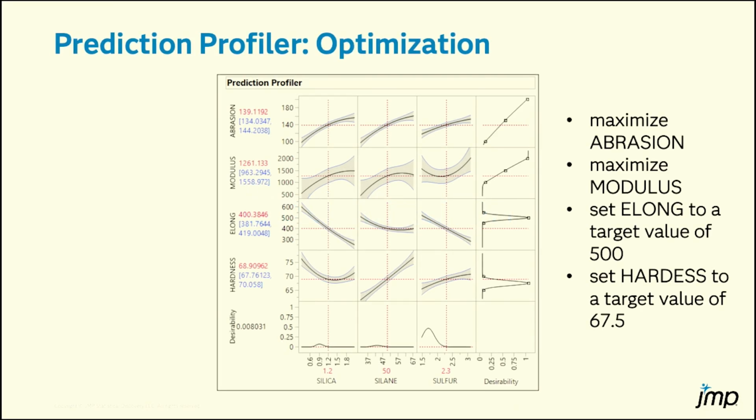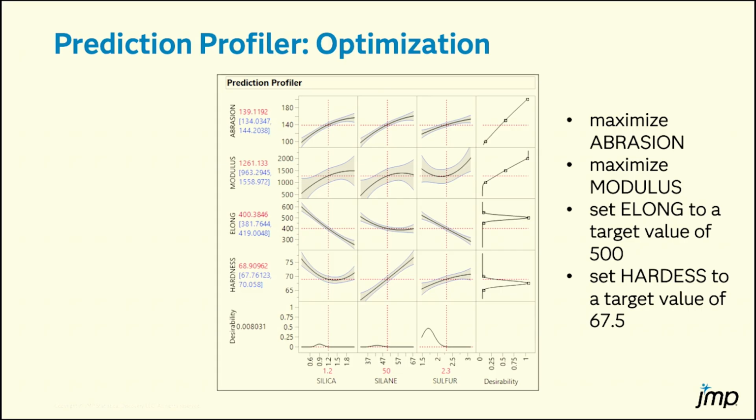So back in our tire tread example, if our goal is to maximize abrasion, to maximize modulus, to match a target for elongation, we want to match the target value of 500, and we want to match a target for hardness of 67.5. If those are the goals of our experiment, then when we enter these goals, either from the DOE part, or we can enter the goals here, and I'll show you this in a second, the desirability functions will pop up, because once we've told it what we're trying to do, then JMP understands, oh, this is what you desire. So it comes up with this desirability once it knows what we're looking for.